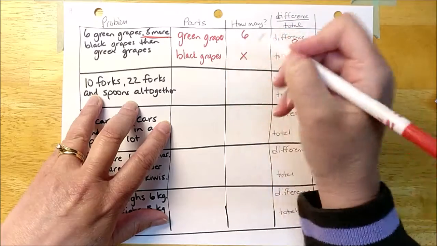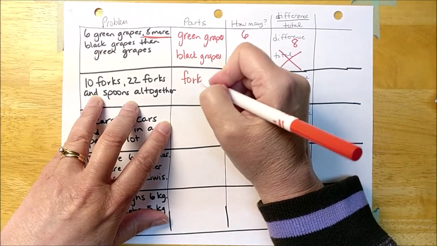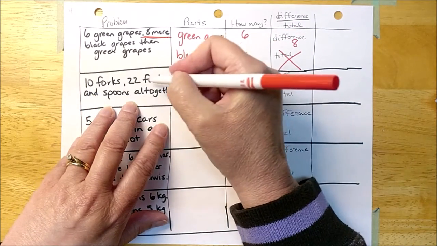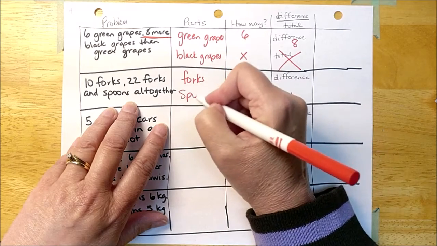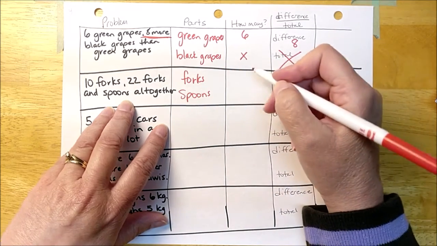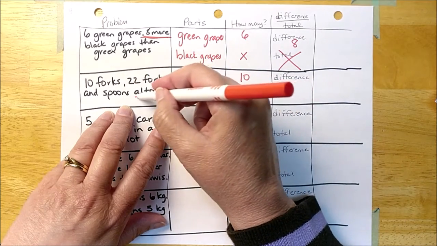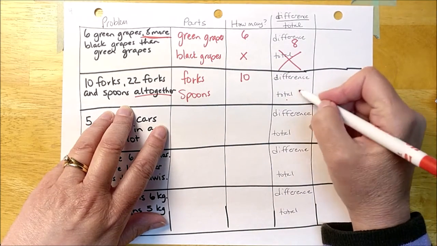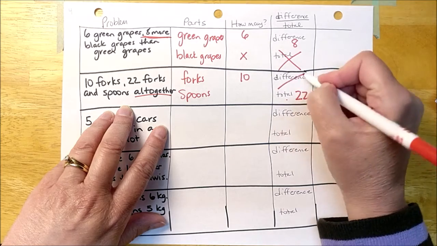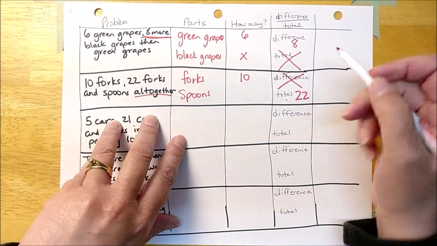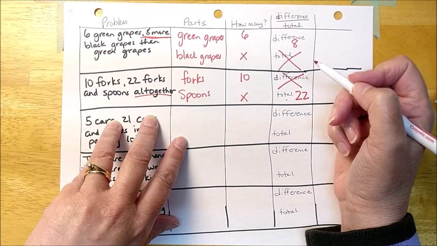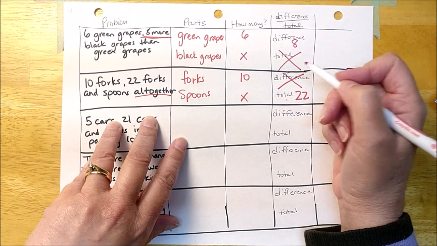This one says I have 10 forks, so forks is one thing I have, and spoons is the other thing I have. So I know I have 10 forks, and it says I have 22 forks all together, so that means that is my total, is 22. So that means I am not going to be looking for the difference. So there, my spoons, I need to know how many of them I have.